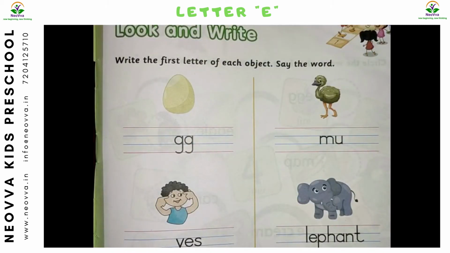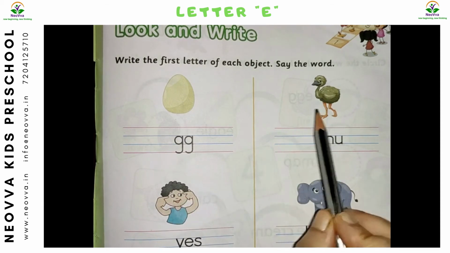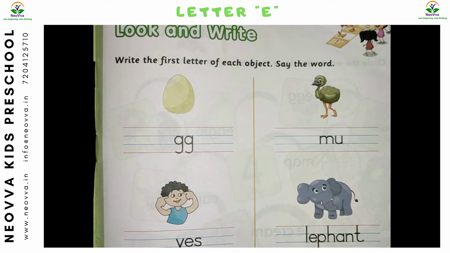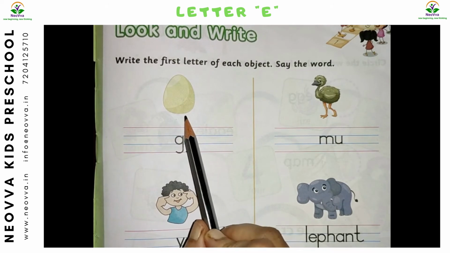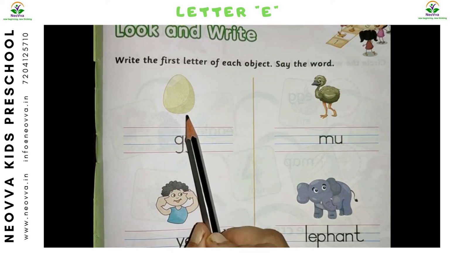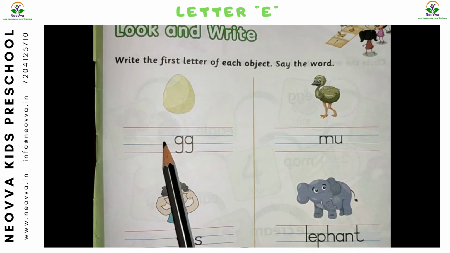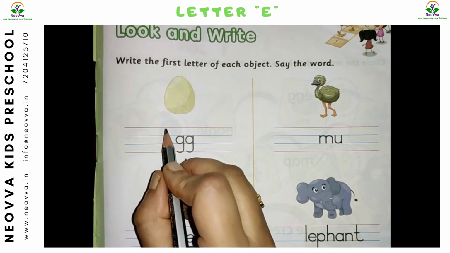Children, now we have learned the words that begin with the letter E and how to write letter E. Now let's do one activity. We have to identify the pictures here and write the beginning letter. So which picture is this? This is an egg. So what is the beginning letter? Egg. E. So what do we have to write here? E. Letter E. Let's write letter E.